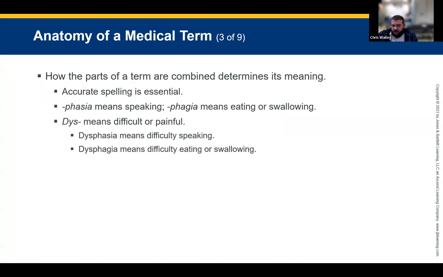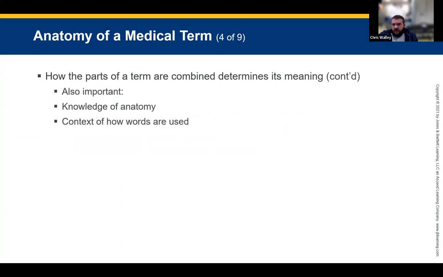All right. So how the parts of the terms combine determines the meaning, which is very important. Knowing anatomy and context and how the words are used can help you correctly determine the spelling and the meaning, and also the term to give in a situation.